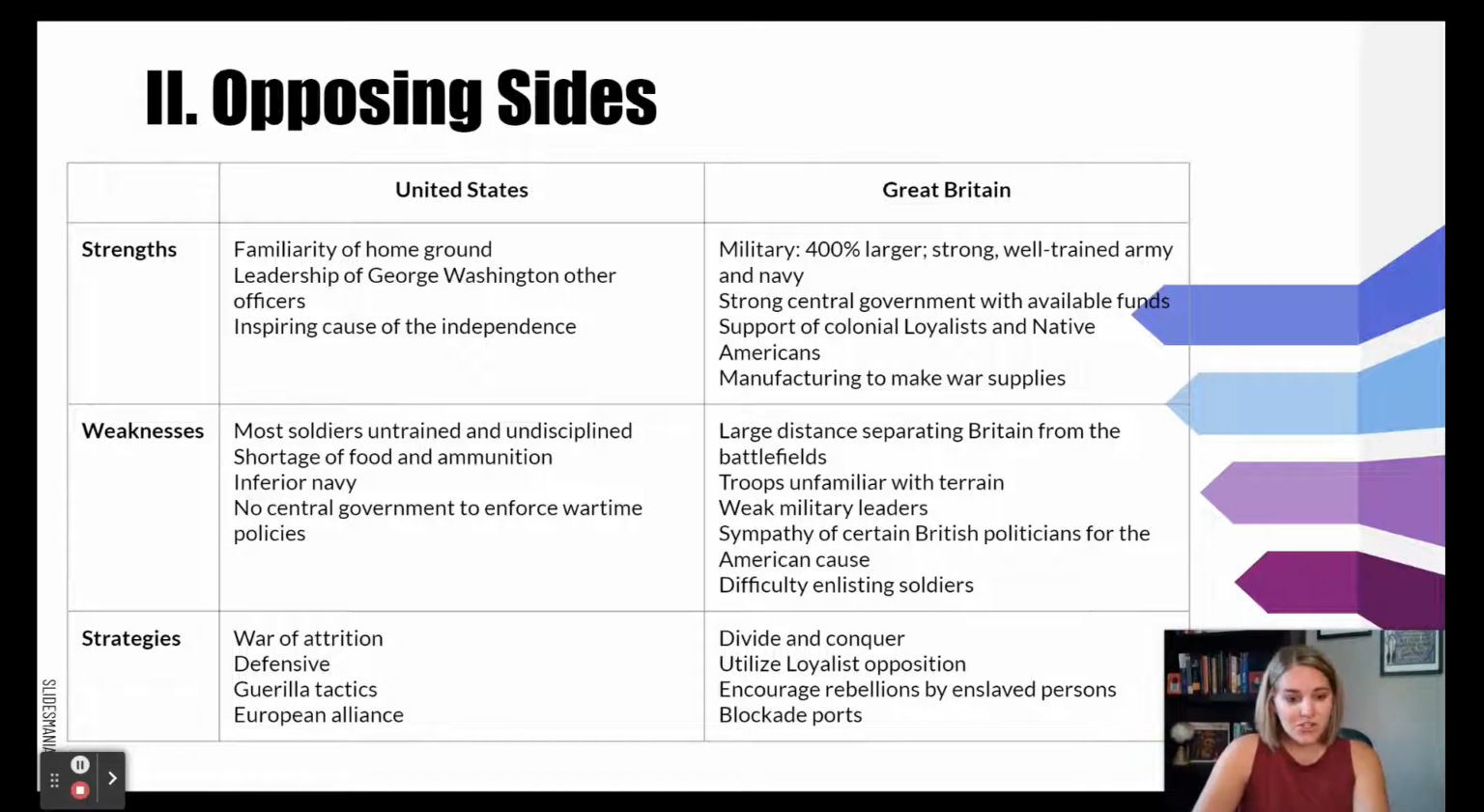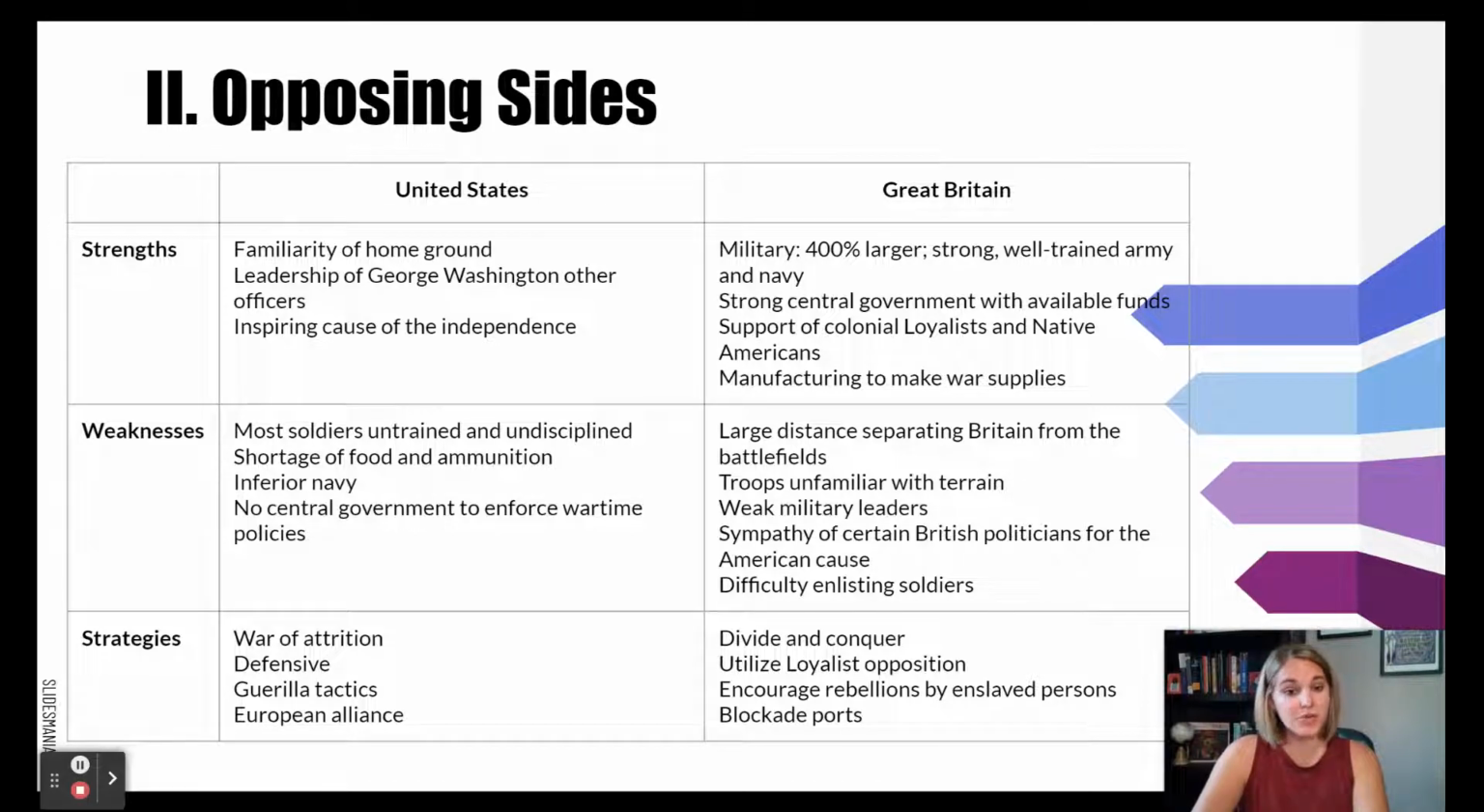Being unfamiliar with the territory, their leaders aren't as strong. Certain British politicians were more lenient or sympathetic to the American cause, and they had a difficult time enlisting soldiers, because in Britain at this time you enlisted for life, and so it was difficult to convince people to do that. So they had to hire soldiers from other countries. So their strategy is going to be to divide and conquer. They have a much stronger loyalist support in the South, and so they're going to try to divide the colonies and really utilize that loyalist opposition.